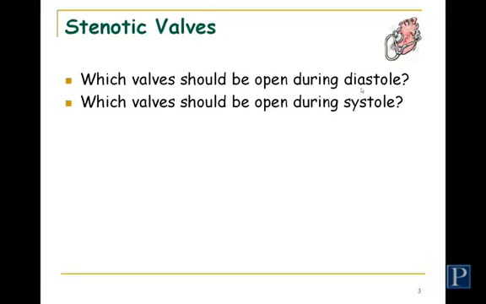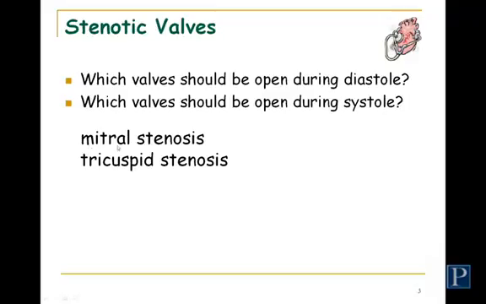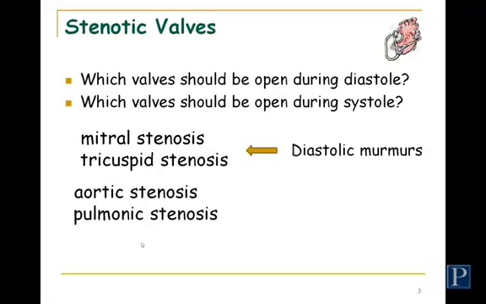Think about it. During diastole, we're supposed to be filling up the ventricles, so the AV valves should be open. So here are your AV valves, mitral and tricuspid. If I have mitral stenosis or tricuspid stenosis, they're going to create a heart murmur during diastole, so we refer to them as diastolic murmurs. Then you need to ask yourself, what valves should be fully open during systole? During ejection, blood is leaving the ventricles, going out into either the aorta or the pulmonic trunk, so your semilunar valves should be open. So if you have aortic stenosis or pulmonic stenosis, that creates what we call systolic murmurs.